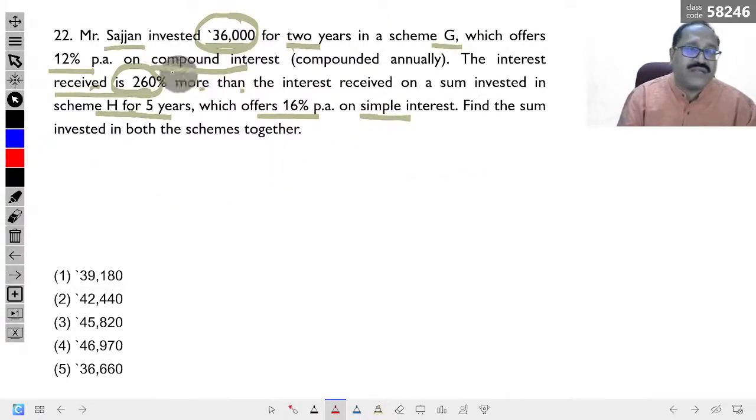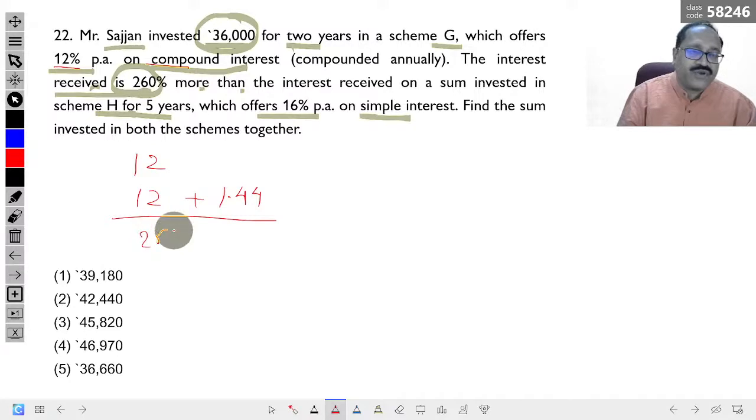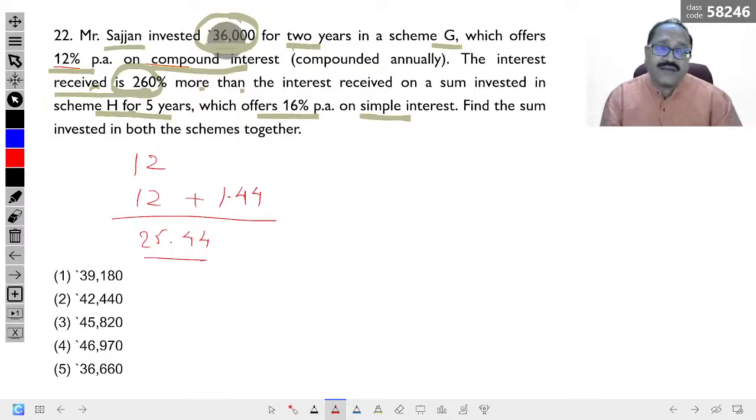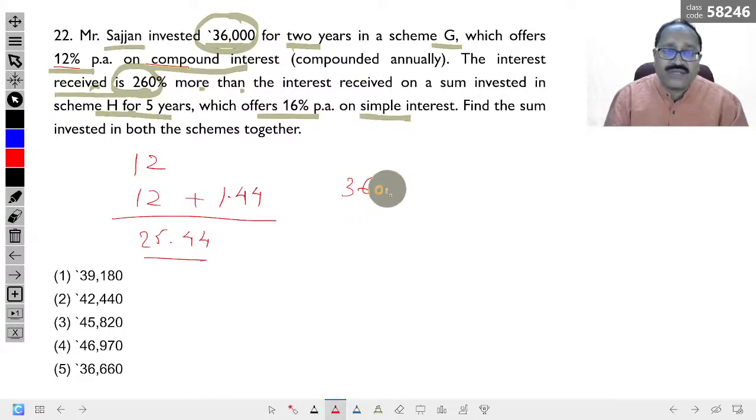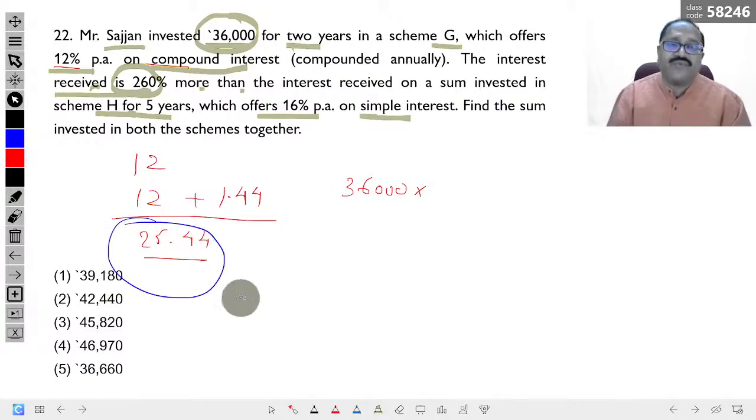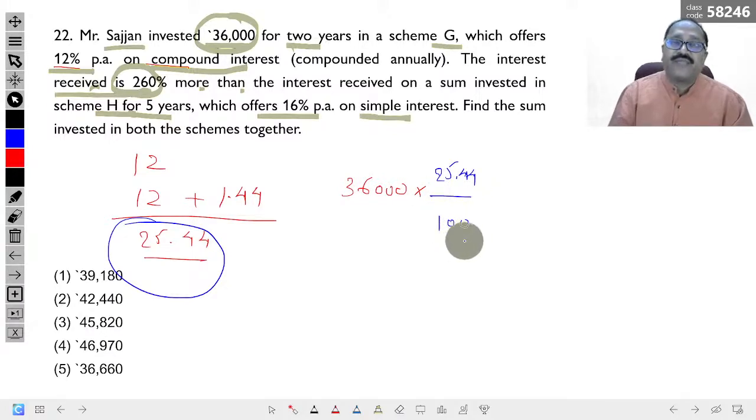So what are we seeing here? It says 12% per annum, and it is compound interest. So this is 12% and 12% plus 12%, and 12% of 12% is 1.44%. You will find that 12 plus 12 is 24, and so 25.44%. That is done, so I can calculate this directly. This is 36,000, so what percentage interest do I need to find out? That is 25.44%. So let's write that as 25.44 by 100. This is its interest. And this interest is what percentage more?